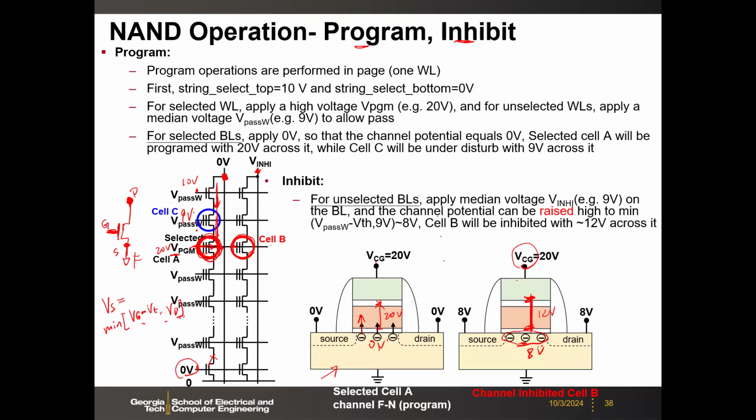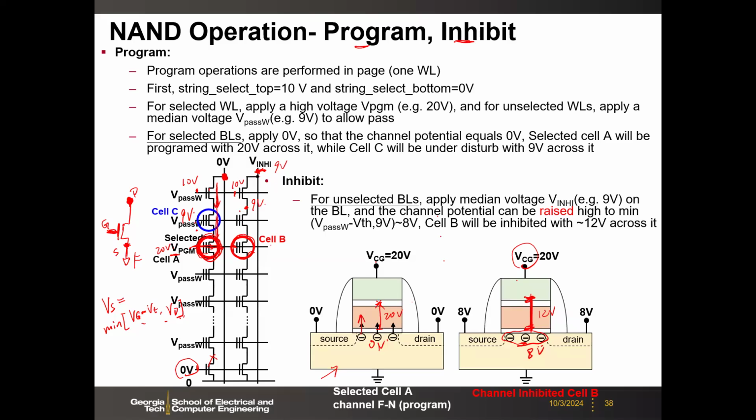The V inhibit, you need to apply, let's say, 9 volts, for example. So this 9 volts is why, for this pass gate condition, you need like 10 volts here. Because typically, let's say your threshold voltage is like 1 volt. 10 minus 1 is 9 volts, and here you have 9 volts. With this pass condition, you can transfer this 9 volts to the source of this transistor.